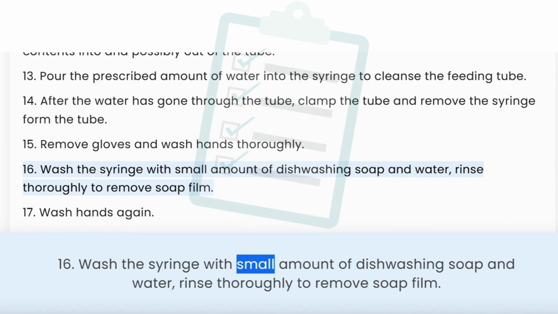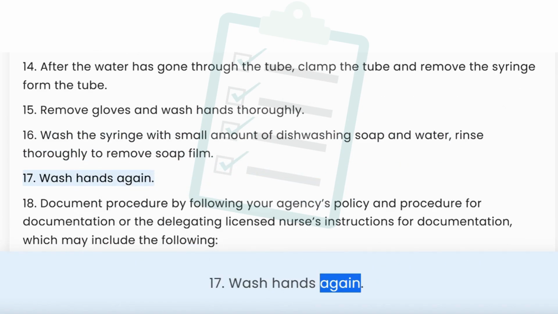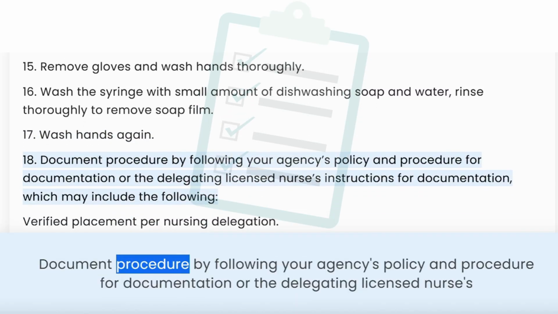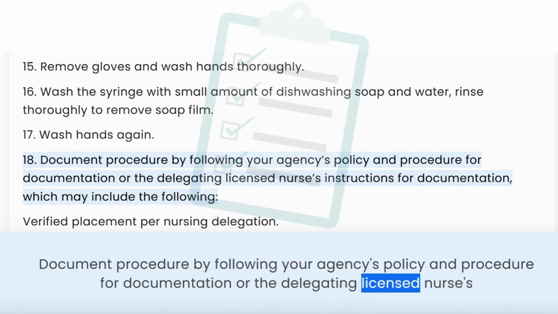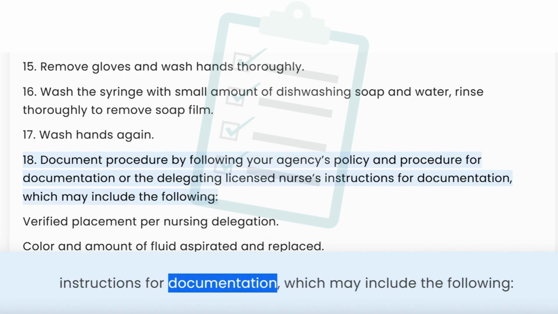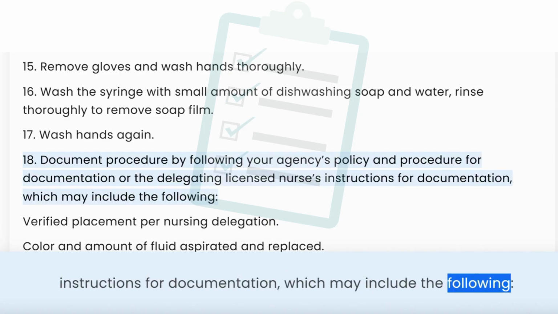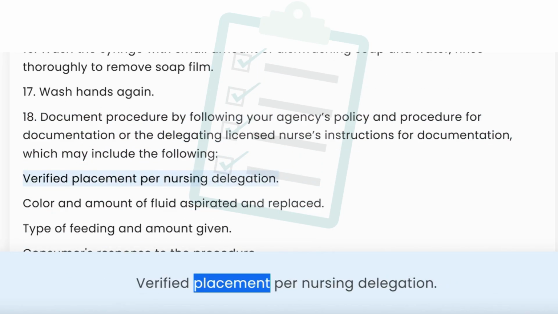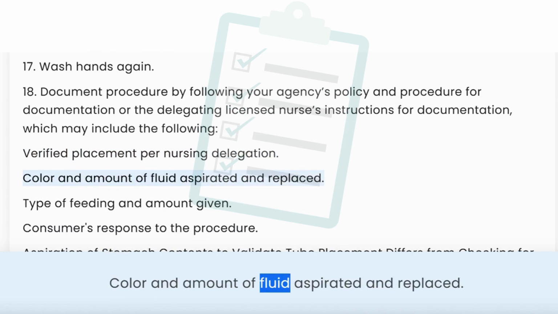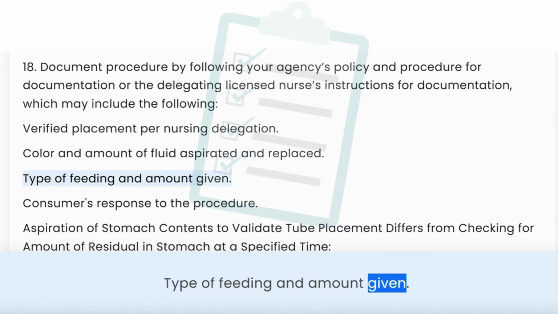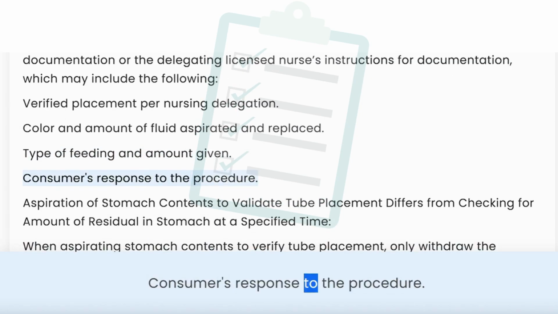16. Wash the syringe with a small amount of dishwashing soap and water. Rinse thoroughly to remove soap film. 17. Wash hands again. 18. Document procedure by following your agency's policy and procedure for documentation, or the delegating licensed nurse's instructions for documentation, which may include the following: verified placement per nursing delegation; color and amount of fluid aspirated and replaced; type of feeding and amount given; consumer's response to the procedure.